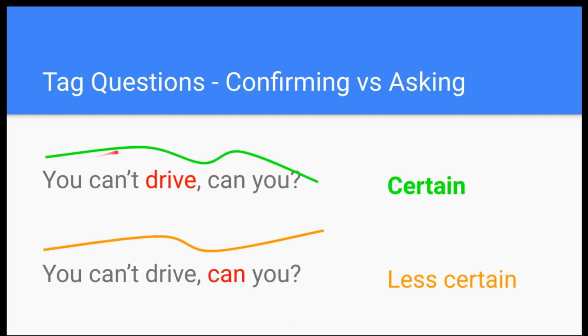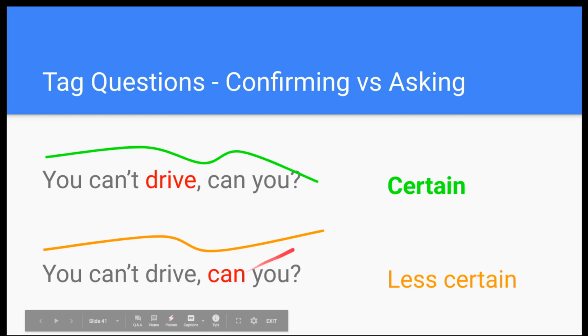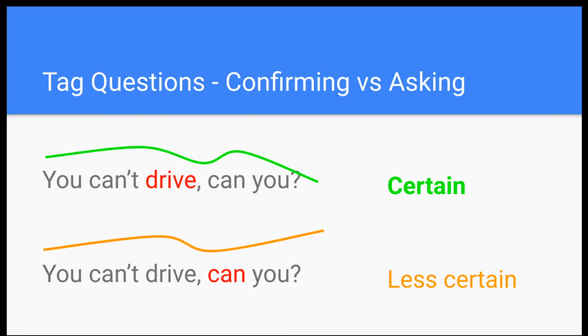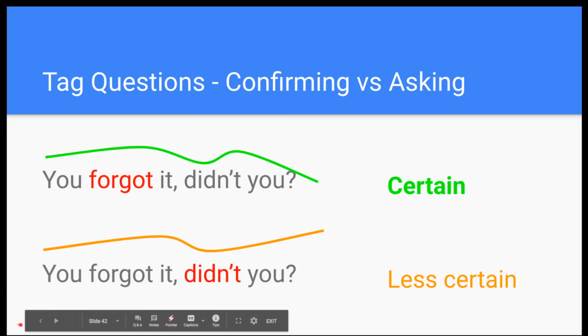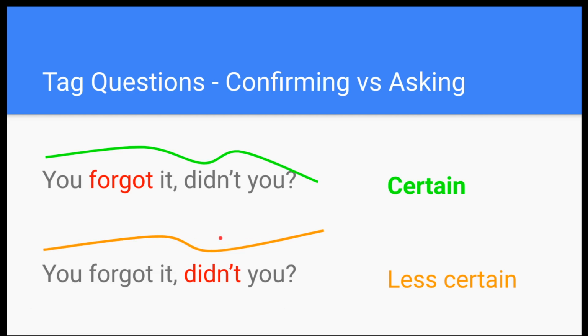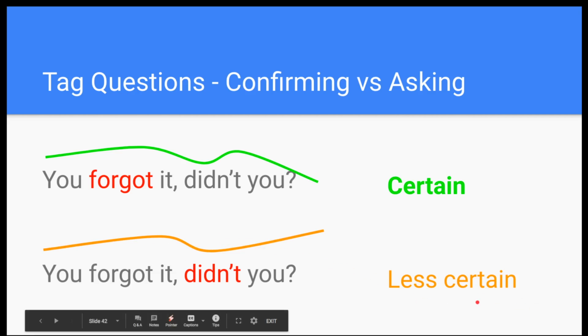So it's like, you can't drive, can you? You can't drive, can you? The reaction is going to be different. Okay, let's do one more example. So we have certain: you forgot it, didn't you? So you are pretty sure the person did not bring it. You forgot it, didn't you? For this one, you forgot it, didn't you? Again, it's showing less certain, so the responses are going to be quite different.